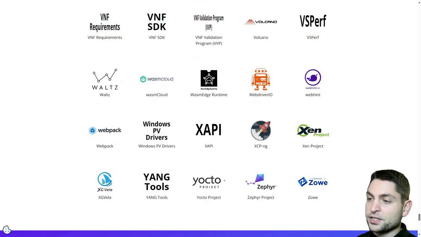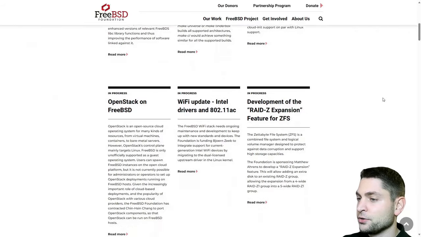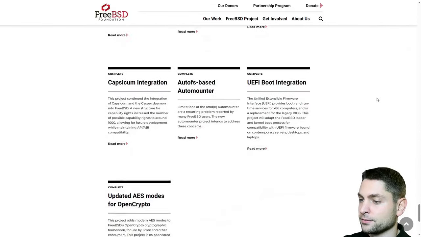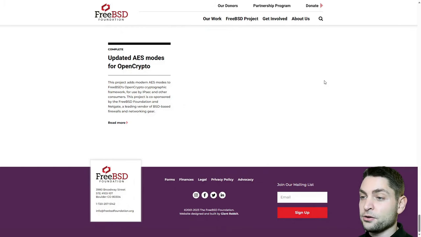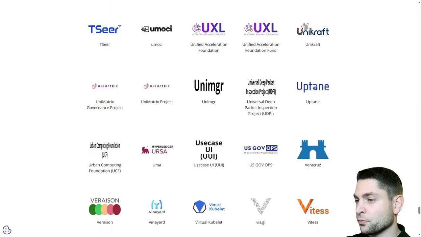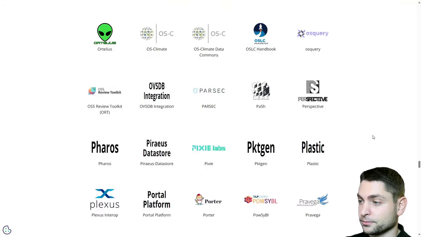Now if I compare this to the FreeBSD Foundation page, FreeBSD Foundation has a similar projects page and down here you can see the list of FreeBSD projects. And that's it. If I counted correctly, there are 61 projects on this page. Now let's go back to Linux Foundation. Now here from bottom up, 60 would be somewhere here. And there are still so many to go.